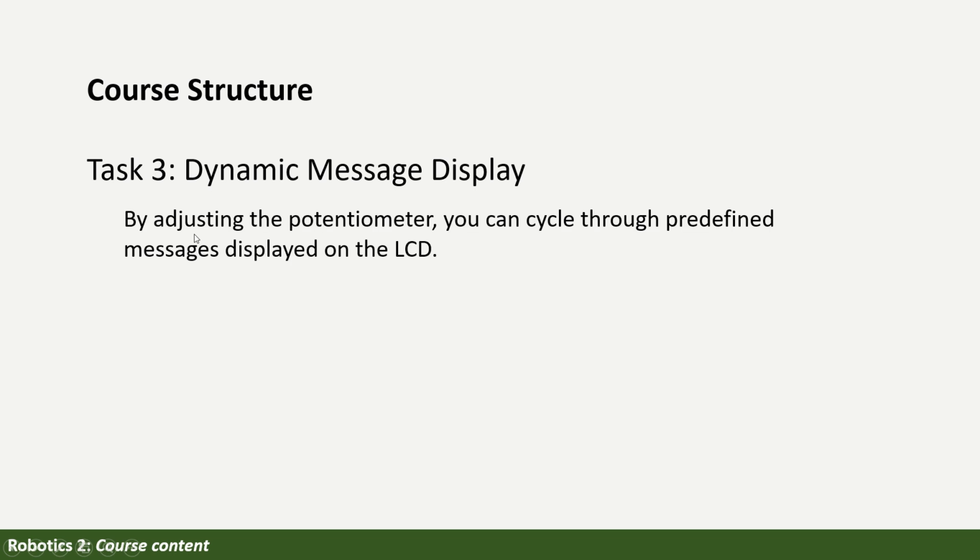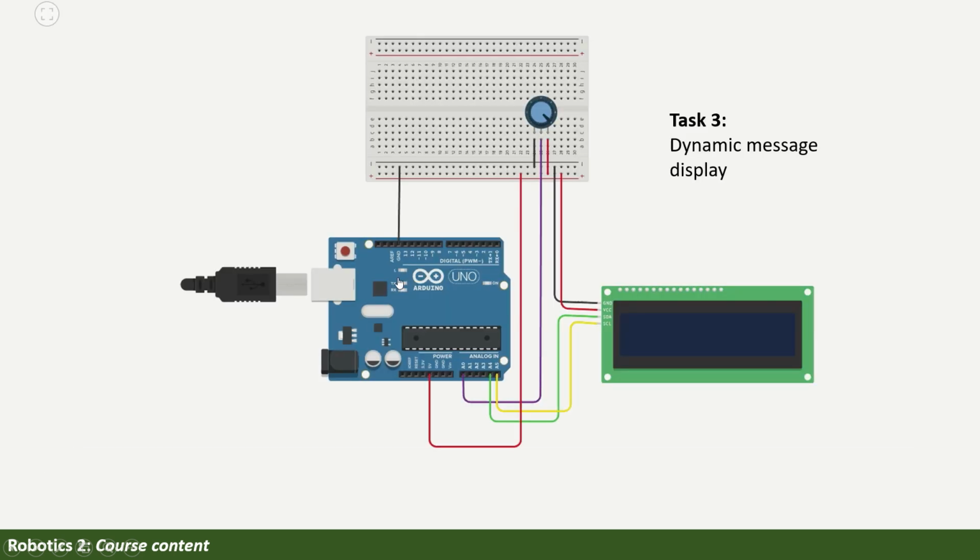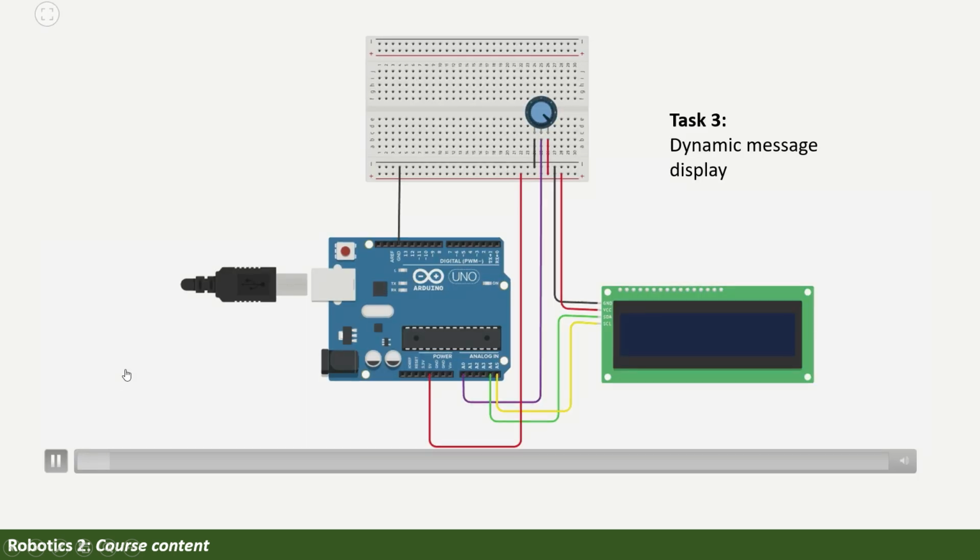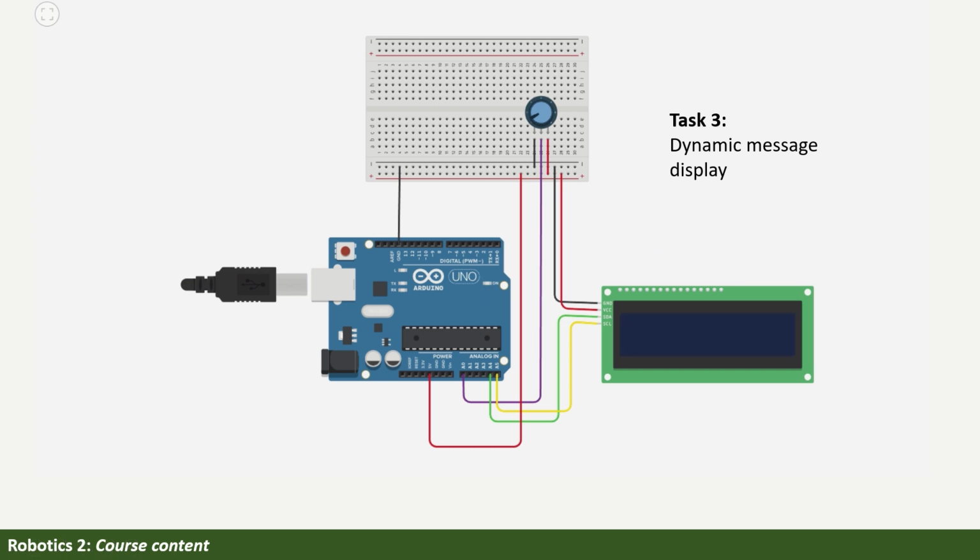Task number three, by adjusting the potentiometer, you can cycle through predefined messages displayed on the LCD. Okay, let's just show that. So again, you have a potentiometer here. You have a welcome message. If the potentiometer is right there, and then if you move it, you will be changing what you see on the LCD. And then here on the last setting, okay, so of course you can put other types of text.